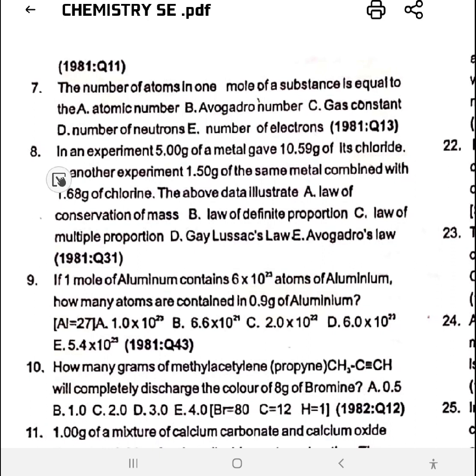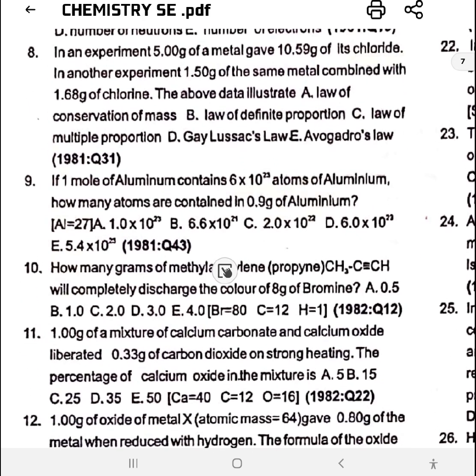Number 8. In an experiment, 5.00 grams of a metal give 10.59 grams of its chloride. In another experiment, 1.50 grams of the same metal combined with 1.68 grams of chlorine. The above data illustrates the law of definite proportion. Option B, law of definite proportion.